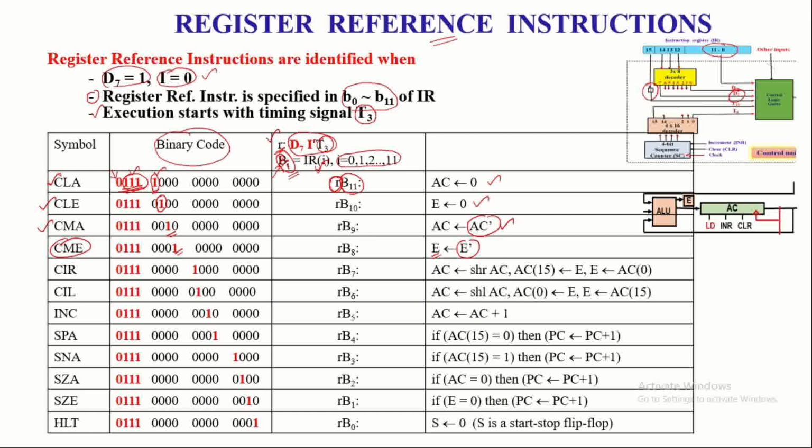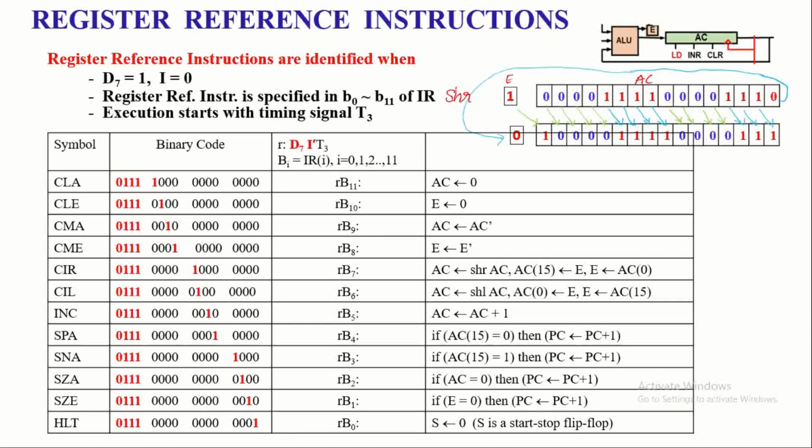Then, if the 7th bit is equal to 1, then the circulate right operation will be performed. Let us now discuss the circulate right operation with an illustration. Whenever the circulate right operation is performed, all the bit values of the accumulator will be shifted right one bit position. You can see here all the bit values of the accumulator. Just assume this is the accumulator content and extended bit content. Here all the bit values of the accumulator are shifted one bit position right.